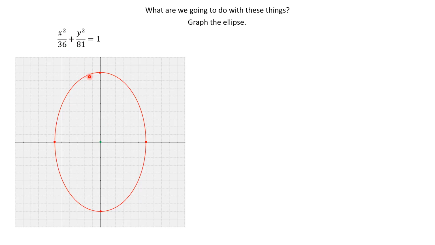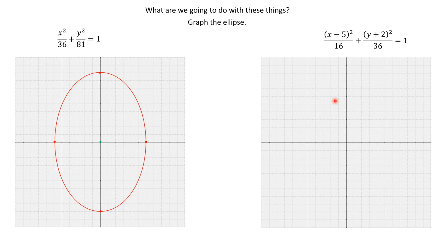How about a little harder one? X minus 5 squared over 16 plus y plus 2 squared over 36. So graph paper. First thing I would graph is the center, which is going to be 5 comma negative 2, because remember there's a negative in the equation. So we have the center at 5 comma negative 2. Now we're going to go over 4 in each direction.